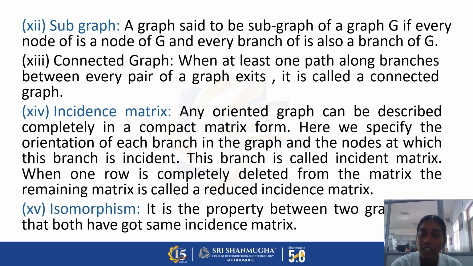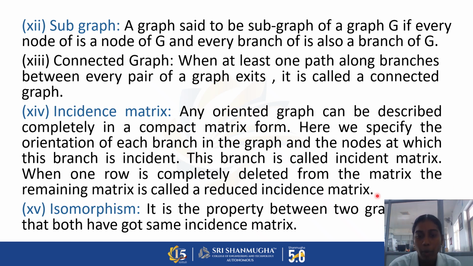Incidence matrix. Any oriented graph can be described completely by using a matrix form. Here we specify the orientation of each branch in the graph and the nodes at which the branch is incident. So this matrix is called the incidence matrix. When one row is completely deleted from the matrix, the remaining matrix is called a reduced incidence matrix. Whenever the branch is incident on the node, that is considered as +1. When the branch is leaving the node, that branch value is considered as -1. When the branch is not related to that node, it is taken as 0. By using +1, -1 and 0, we can form the incidence matrix of that network topology.